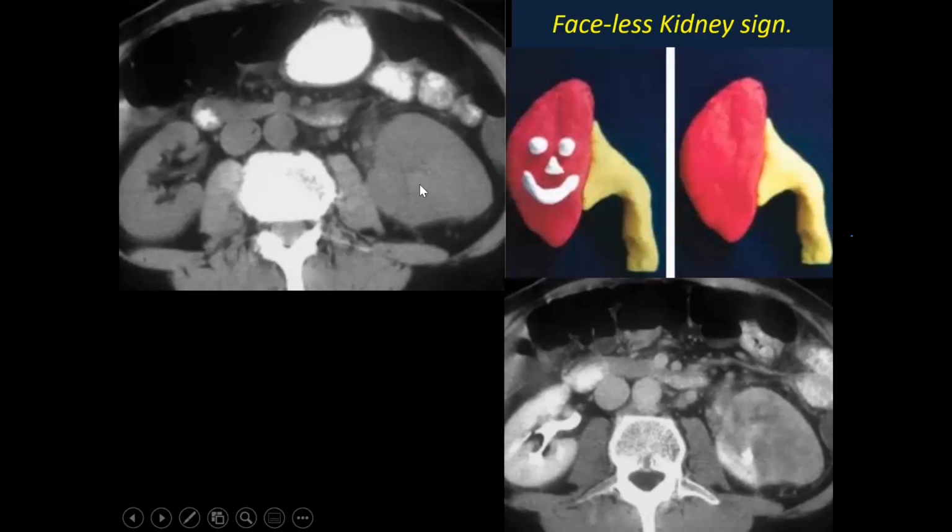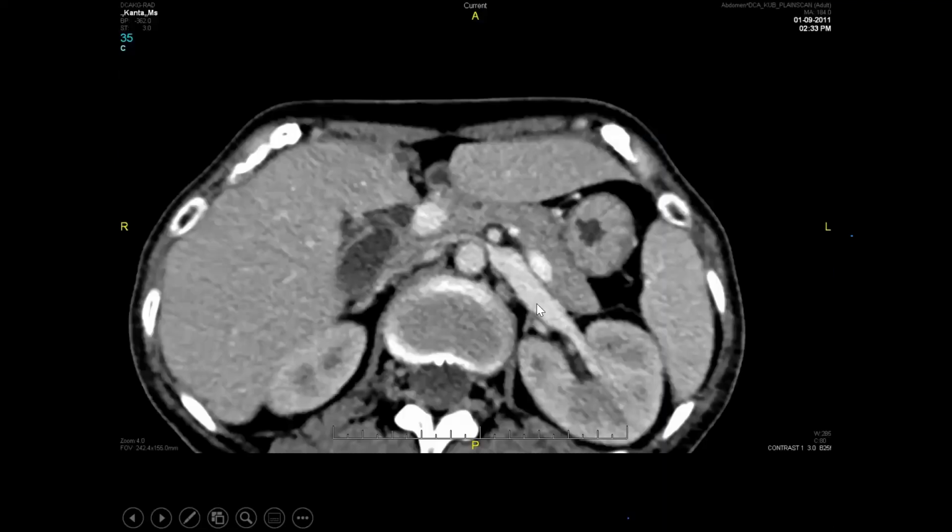This is the normal right kidney with a normal renal hilum, but here the left-sided renal hilum is lost. This is because of the faceless kidney in a patient with lymphoma. Another differential will be transitional cell carcinoma. This is an important observation.